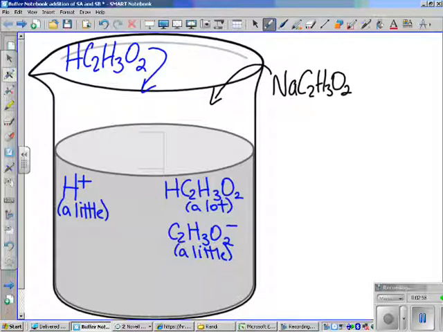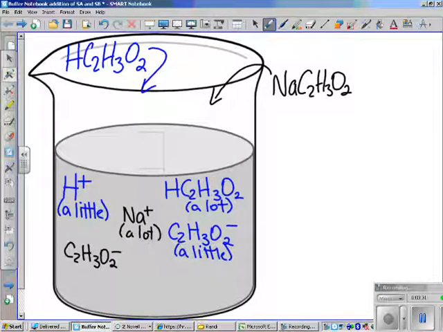Now, sodium acetate, being a salt, being an ionic compound that's soluble, is going to dissolve and it's going to completely break up. What's it going to completely break up into? What ions will we end up with? Thank you. Na+. And what else? C2H3O2-. Now, how much of each of those am I going to have? A lot or a little? A lot, because it completely breaks up. So we'll have a lot of this and a lot of this.